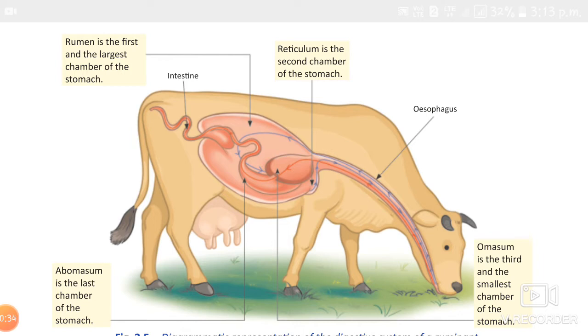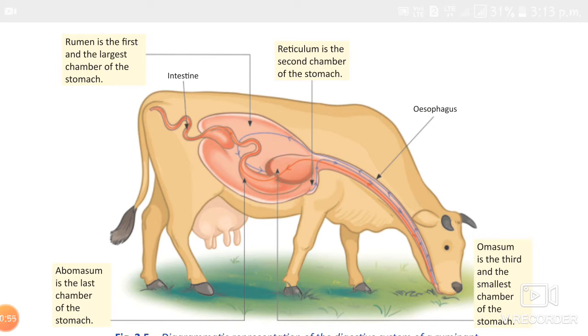The next topic is nutrition in ruminants. Do you know what a ruminant is? The plant eating animals are called ruminants, right? We studied the definition of ruminants. So what is a ruminant? What is rumination?